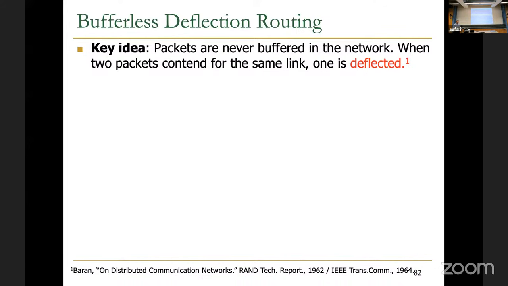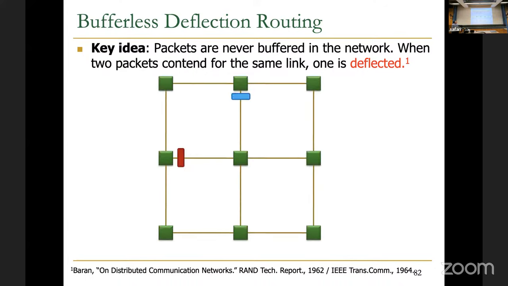In bufferless deflection routing, the key idea is that packets are never buffered in the network. When two packets contend for the same link, one is deflected. So that's the idea for bufferless routing. Imagine that these two packets want to go to the destination. They arrive at this intermediate node together. If we want to reach the destination on a minimal path, both of them need to take this output, but it's not possible because we have only one link. So for the blue packet, we decide to deflect it. And we deflect the blue packet, and basically it arrives at the destination.